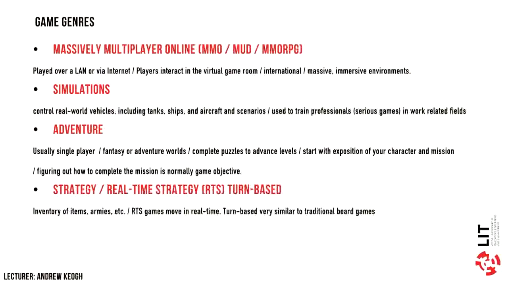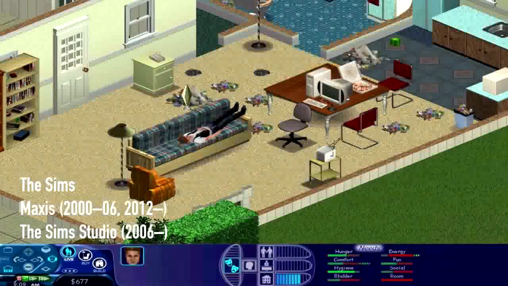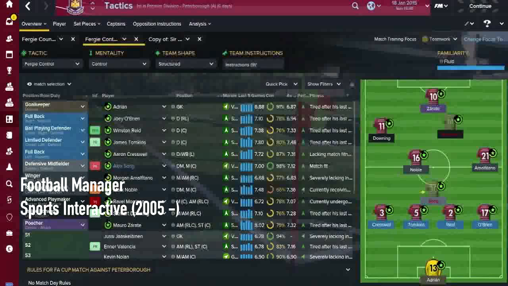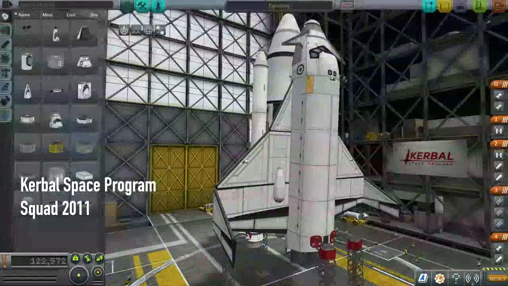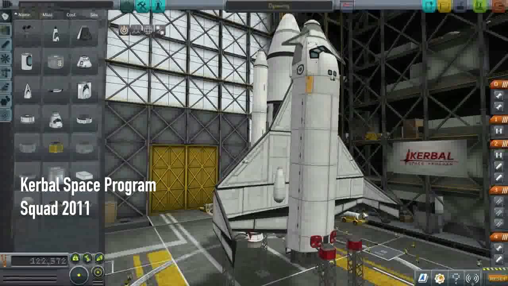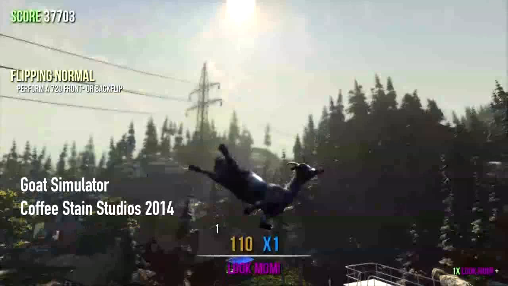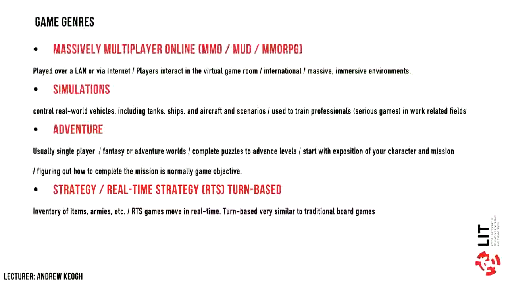But in terms of simulations, we'd have games like the Sim series, a football manager game where you simulate managing a team and all that comes with it, as we would have seen in the previous lecture. Kerbal Space Program, a game where you're simulating spaceships, and goat simulators where you're literally a goat. So there's any number of those as well.